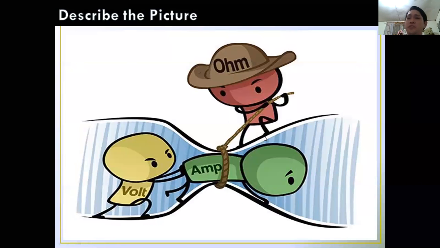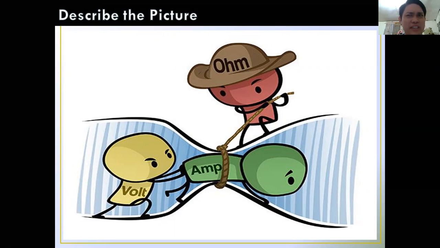So we're done with our review. Let's now proceed. I guess you are now all ready to go with our next topic. So our next topic will be, as I said, electrical resistance. Let's try to describe first the picture. Let's start our discussion with this picture. What have you observed with the picture? How will you describe the picture? I want everybody to think about it.